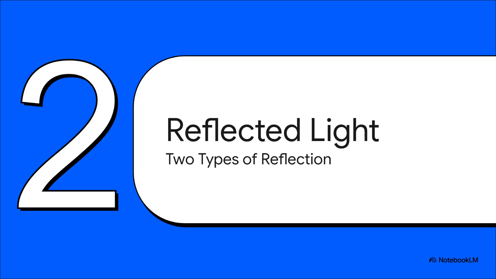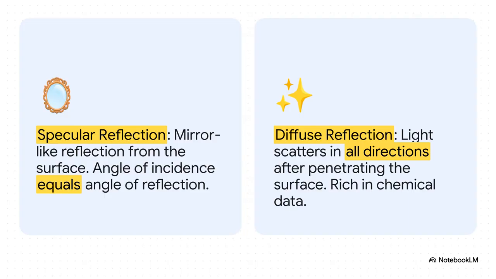But it's not quite as simple as just looking at a reflection, because it turns out there are two very different kinds of reflection. Okay, so when light hits a surface, some of it bounces off perfectly, like a mirror. That's called specular reflection. It's the shiny glare. It's clean, simple, and honestly, not very useful for figuring out what the object is made of. But, and this is the good part, another part of that light actually dives just below the surface, bounces around between the particles, and then escapes back out in all directions. That is diffuse reflection, and it is an absolute goldmine of chemical information.